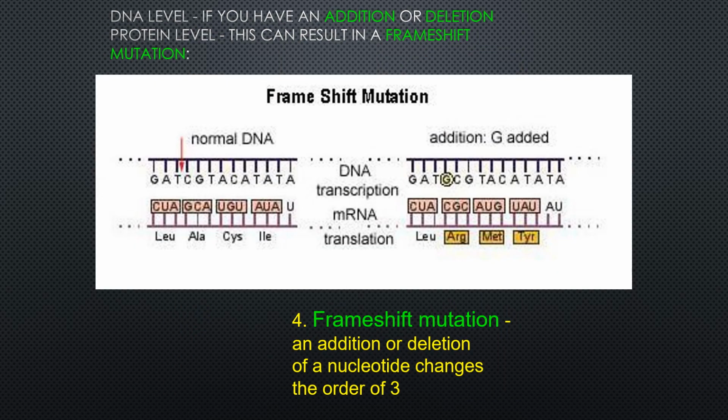So this is what it looks like if we're looking at our DNA. Our normal or wild type DNA. Here we have our codon and our anticodon. So for here, we are making a protein that has leucine, alanine, cysteine. But when we have our frame shift, we've added a guanine in here. And so whereas we're normal here until we get to this addition, now it shifts and we have arginine, methionine, and that's not what this was supposed to be coded for. So that's called a frame shift mutation. So it's an addition or a deletion of a nucleotide that changes the order of 3's.